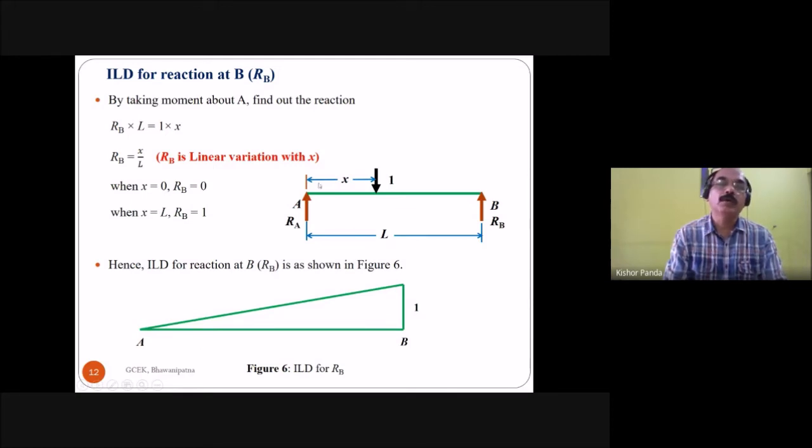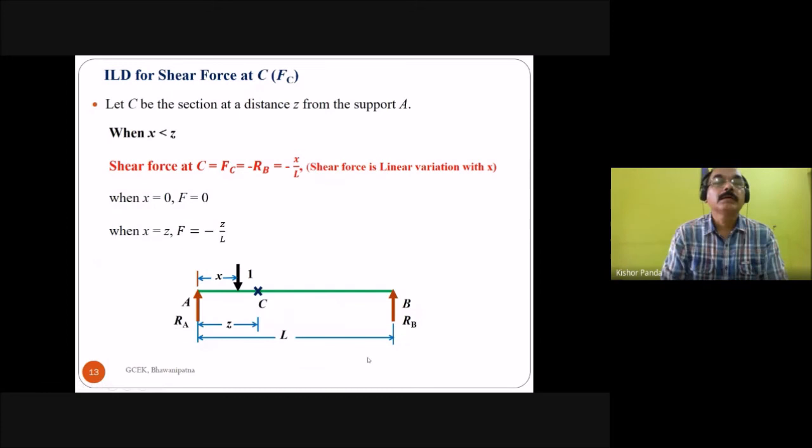So this is the influence line diagram for reaction at B, that is RB. When the unit load is present at A, you will get the minimum RB. And when the unit load is present at B, you will get the maximum RB. This is the influence line diagram for reaction at B. Then coming to the influence line diagram for shear force at C.